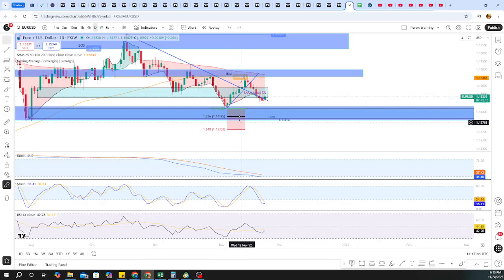We have an ABC from this one drawn. This is A, B, okay? And the C should be here, from which it should retract upward. So we might have this as a buying area here, but will this go down further? This is something we will see.